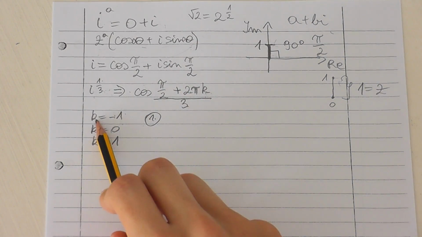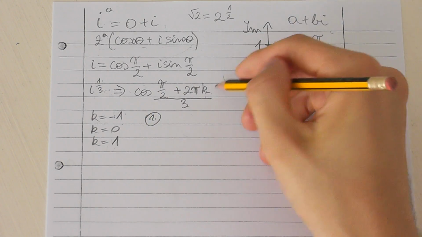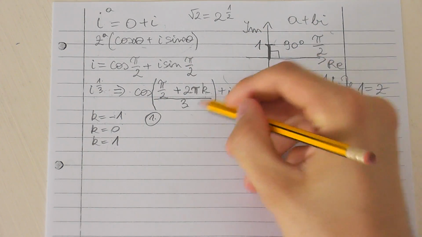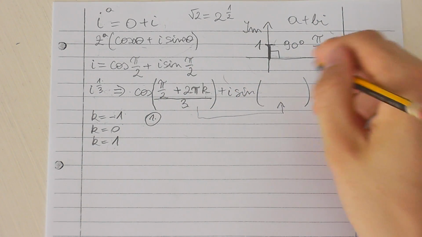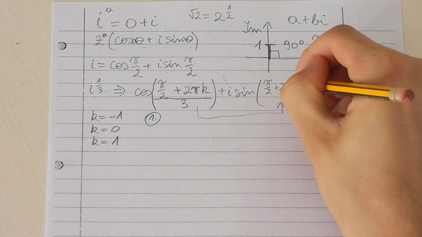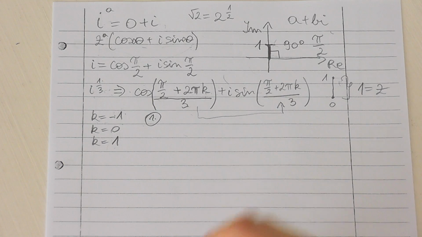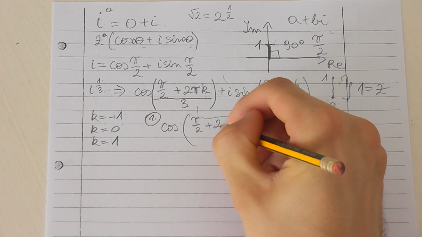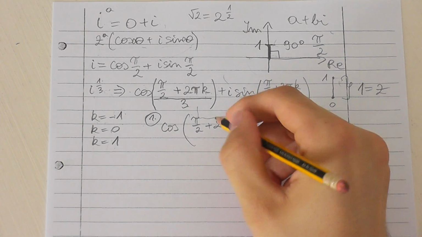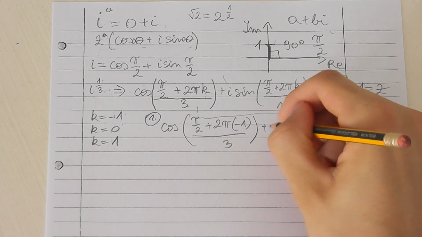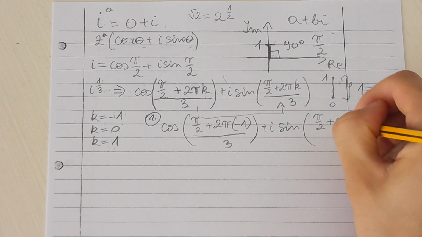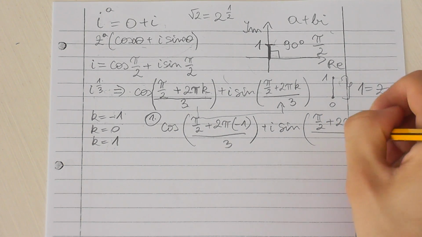Now let's find the 3 roots. Case 1, where k is equal to minus 1. Don't forget that there is also an I sine of this same thing inside, right? Pi over 2 plus 2 pi k over 3. So, case 1, our first root is going to be cosine of pi over 2 plus 2 pi times minus 1 over 3 plus I sine pi over 2 plus 2 pi times minus 1 over 3.